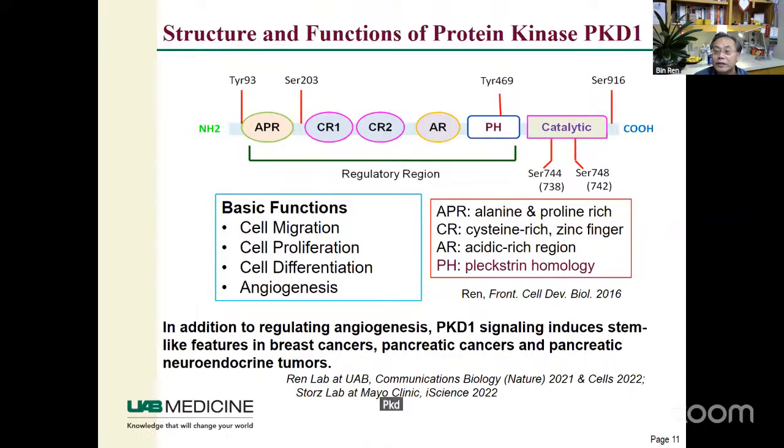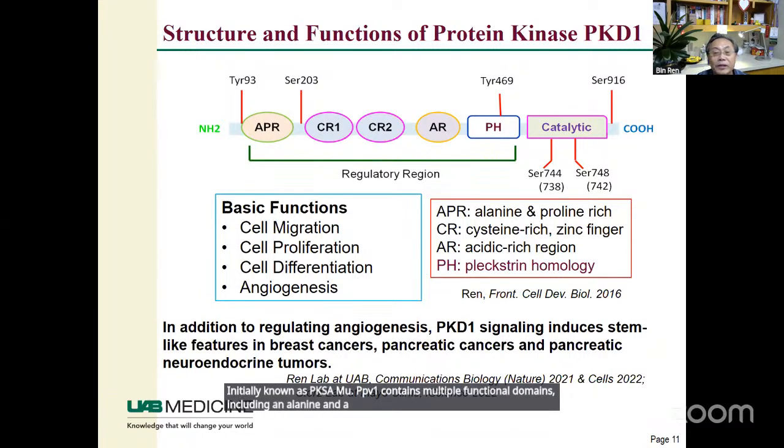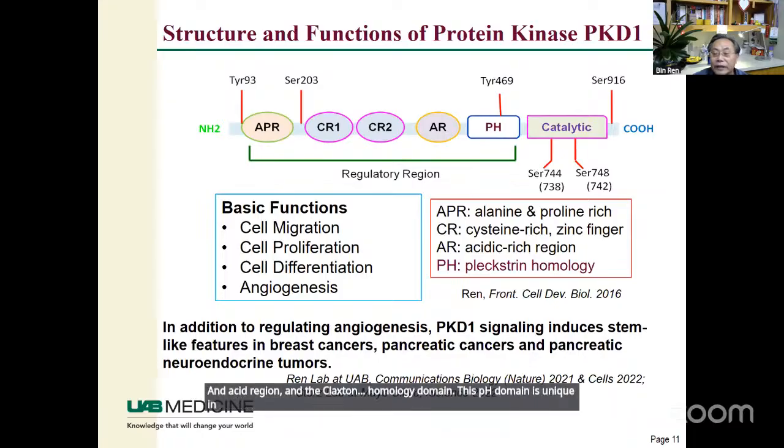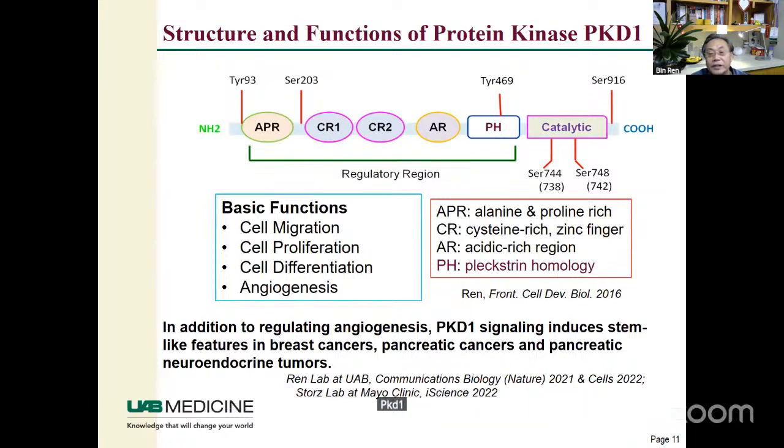PKD1 is a serine-threonine protein kinase, initially known as PKC-mu. PKD1 contains multiple functional domains, including an alanine and proline-rich domain, two zinc finger-like structures, an acid region, and the pleckstrin homology domain. This PH domain is unique in PKD and distinguishes PKD1 from PKC. PKD1 also contains 6 conserved phosphorylation sites.